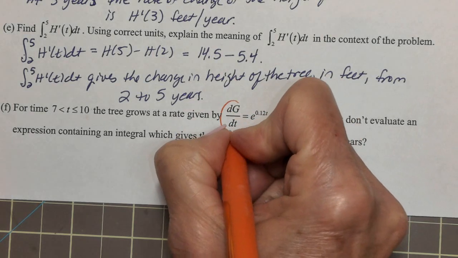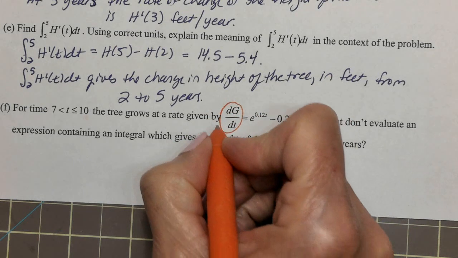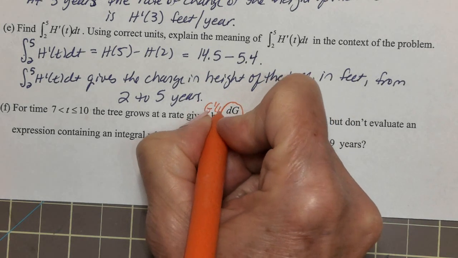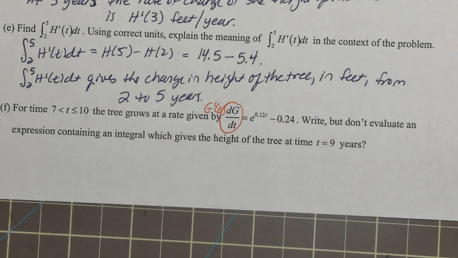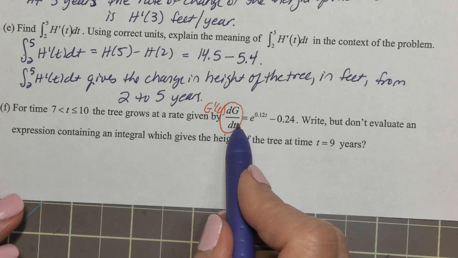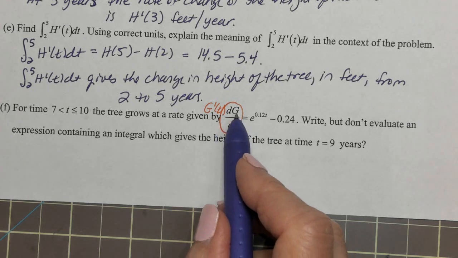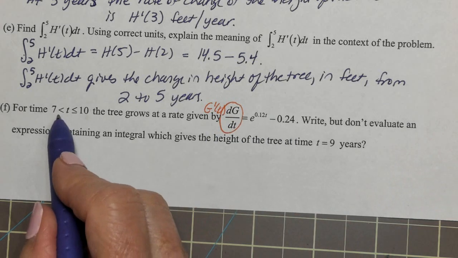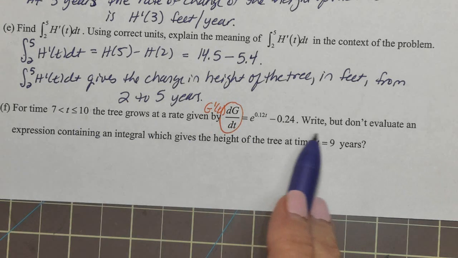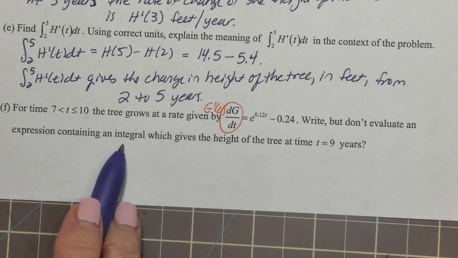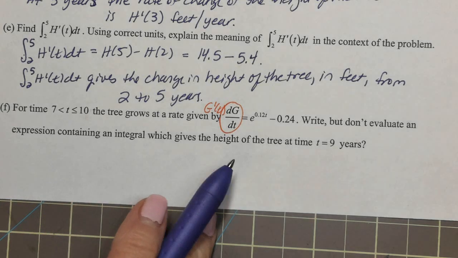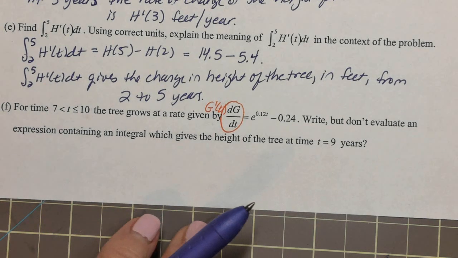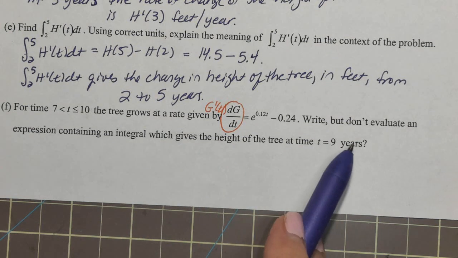dg dt, another way to express dg dt is g prime of t. We don't have to say that, I'm just telling you, those mean the same thing. Alright? G prime of t is the same thing as dg dt. So they're giving us the rate of change of g, of the height of the tree, from time 7 to 10 years. Write but don't evaluate an expression containing an integral which gives the height of the tree at time 9 years.